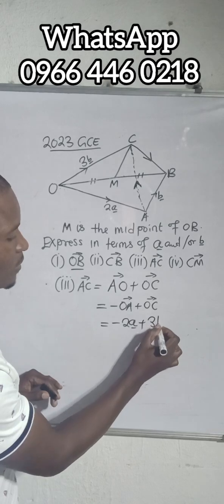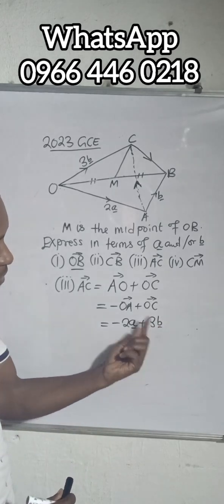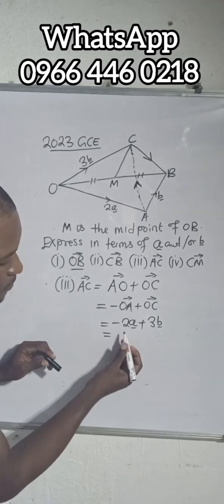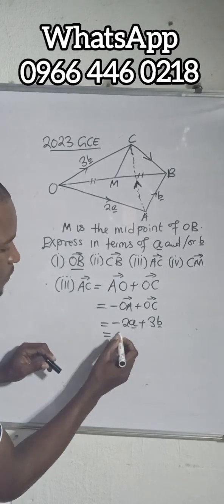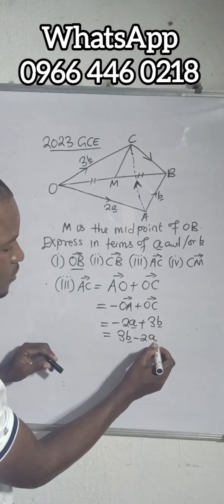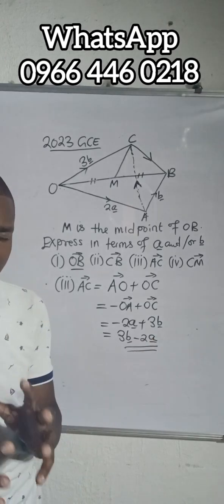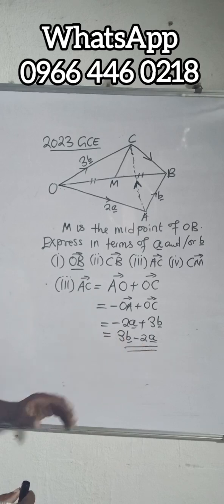So now this is negative of this, then plus OC. This is just this. Now you can just reverse this. Because of the negative, you can just start with 3 vector B minus 2 vector A. And that's your answer for AC.